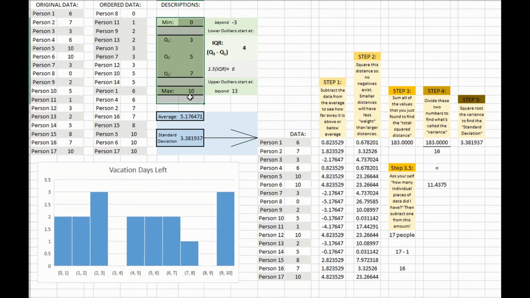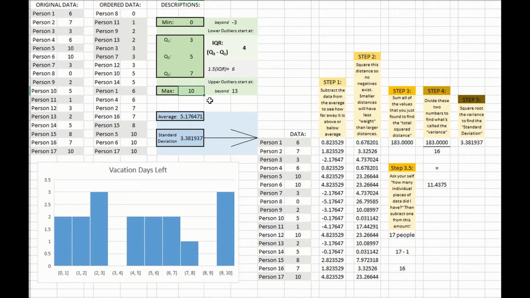So the first idea here is this 5-number summary. You have the minimum number of vacation days left, you have the maximum number of vacation days left, and then Q1, Q2, Q3 are the 3 different quartiles. Between 0 and 3, a quarter of the population is between those values. Between 3 and 5, that's another 25%. Same thing between 5 and 7, and then 7 and 10. Quartiles split your sample up into quarters.